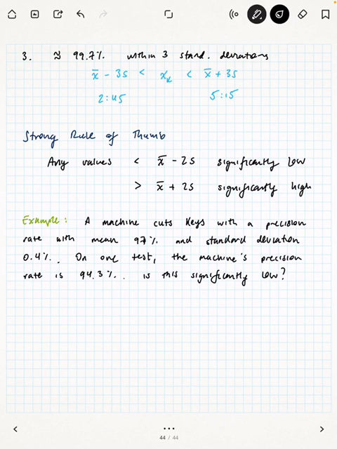Another place where it's typically present is when we're talking about complicated variables or measurements that we take about people, because those tend to feature a lot of different variables that are acting at once. We'll get more into that later. On one test, though, the machine's precision rate is 94.3%. So you've obtained a data value, and we want to ask, is this significantly low?